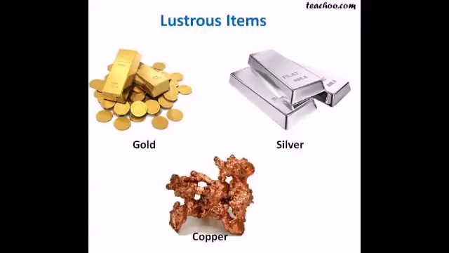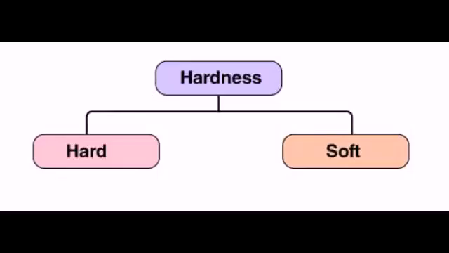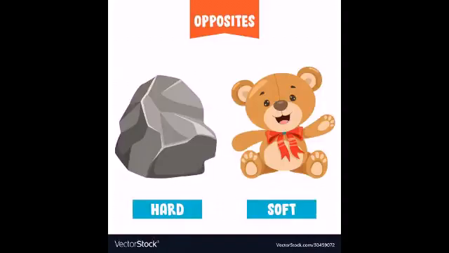Materials are sorted on two bases: lustrous items that have shine on them, for example gold, silver and copper, and non-lustrous items, which do not have shine on them, for example sulfur, phosphorus, etc. There are many other materials which do not have shine. Next property is hardness. Some materials are hard while some other materials are very soft. For example, let's talk about rock or a soft toy, a teddy bear. Rock is very hard. It does not break easily. But a soft toy, that is a teddy bear, can be compressed easily.